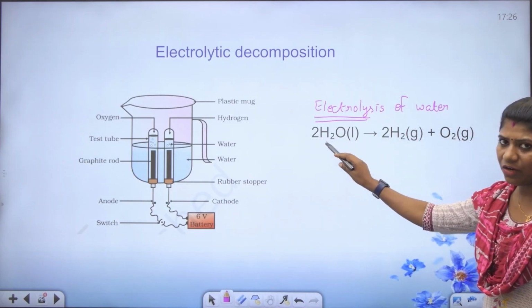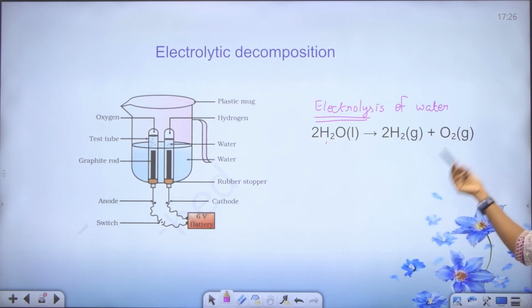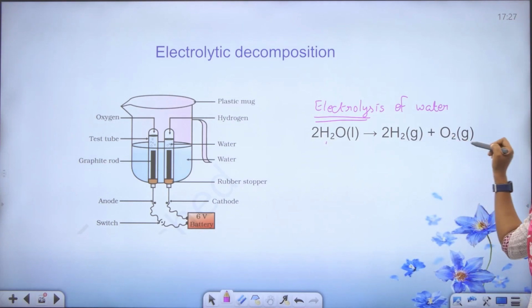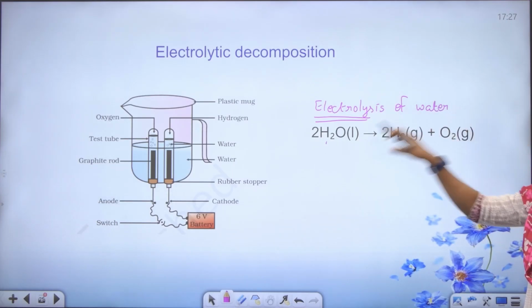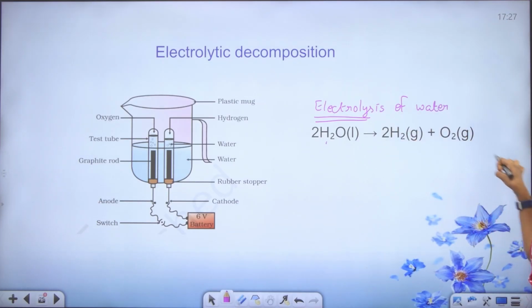H2O is a single compound. It decomposes or splits to form hydrogen gas and oxygen gas. Here two gases are formed. Water molecule splits to form two products. This is an example of electrolytic decomposition, electrolysis of water.